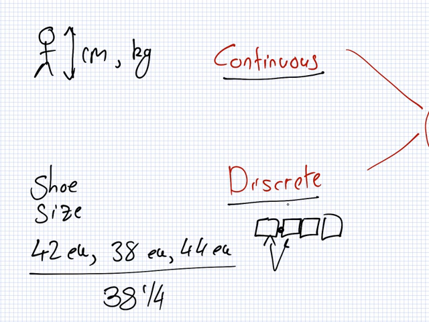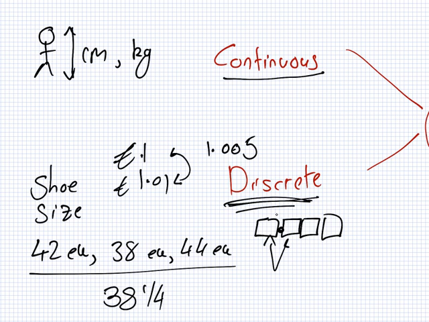I'll give you another example. Another example would be money. You can have €1, yes? You can have €1 and 1 cent, yes? Yeah. But can you be in between? Can you have 1.005? No. So this is discrete.